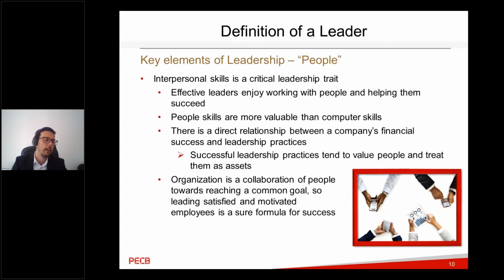So by enacting leadership practices in the workplace, we are trying to value the role of people in an organization, and by treating them as assets, we are improving their job efficiency in general. Because we ought to understand again that an organization is basically a collaboration of people that seek to reach goals together, and by having satisfied and motivated employees, that is the way to go.